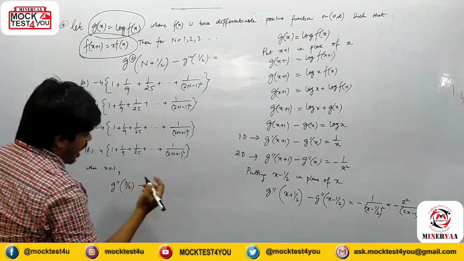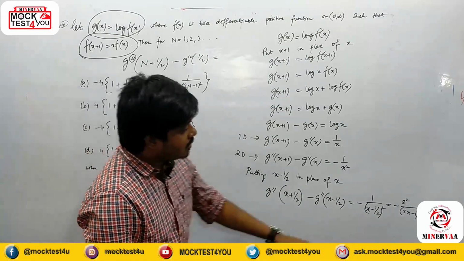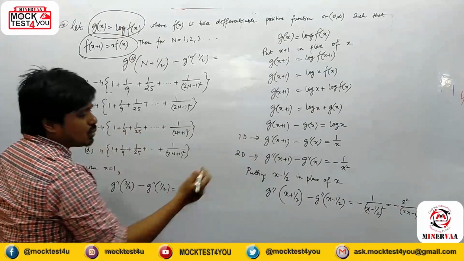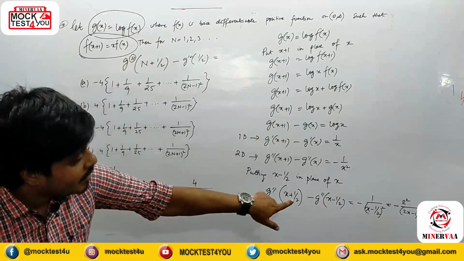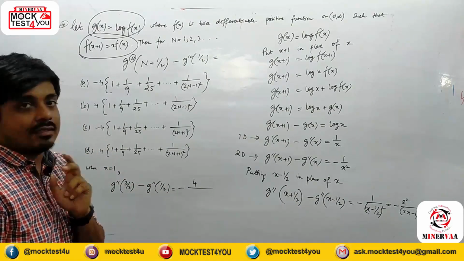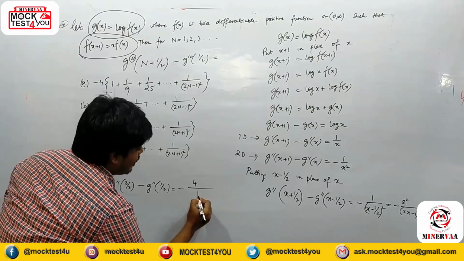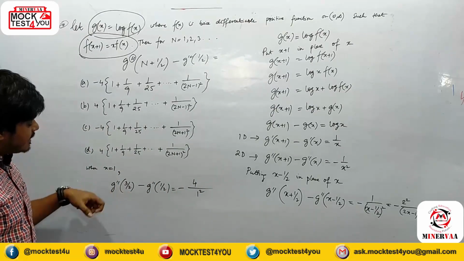1 minus half is what? Half. G double dash half is equal to minus of 2 square. What is 2 square? 4. 2 into 1 minus 1, how much is that? It's 1 only. Why am I thinking so much? Okay, clear? Now let us put x equal to 2.